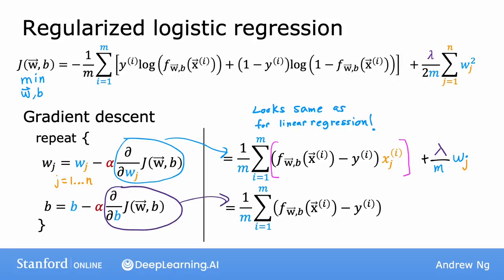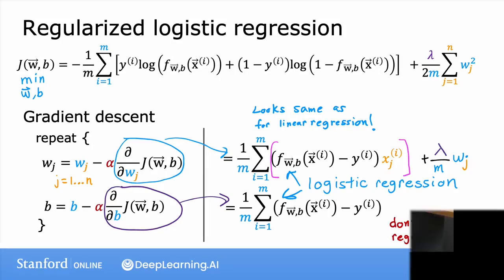In fact, it's the exact same equation, except for the fact that the definition of f is now no longer the linear function, it is the logistic function applied to z. And similar to linear regression, we will regularize only the parameters wj, but not the parameter b, which is why there's no change to the update you would make for b.